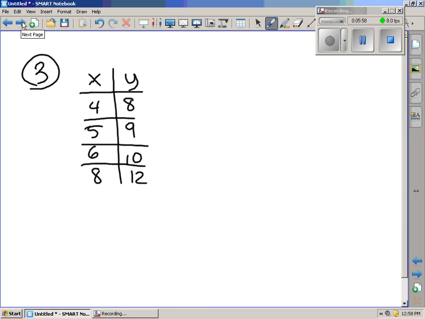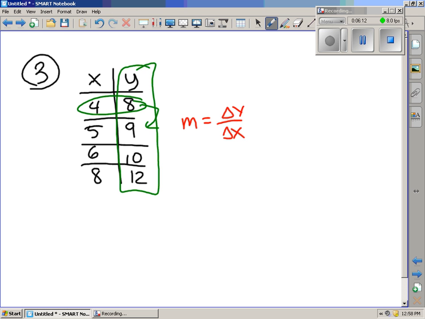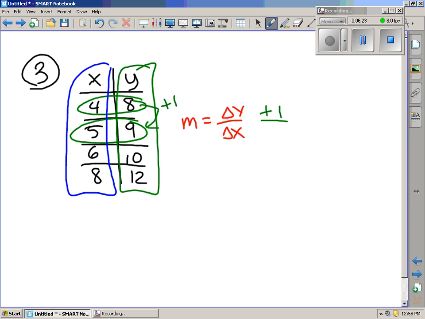All right, number 3. Again, we start by finding the slope. So slope is change in y over change in x. Between the first 2 points, and you can really choose any 2 points, the change in y is 1. And now let's look at the change in x. From 4 to 5, we also add 1. So the slope is 1. Once you have the slope, you can continue the table to find the y-intercept.